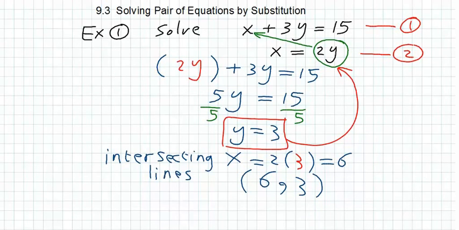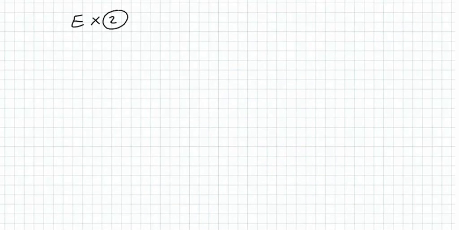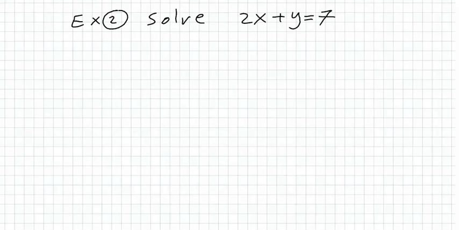Some equations are not prepared for you like this example we solved. It needs some more work from you to prepare it. Example 2. Solve by substitution 2x plus y equals 7, 4x plus 2y equals 12.